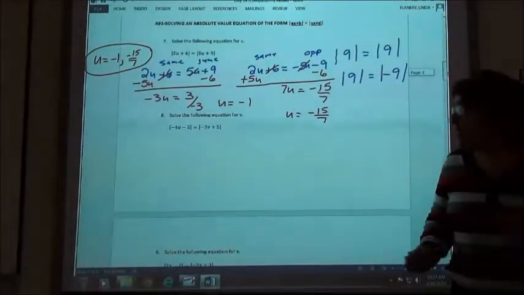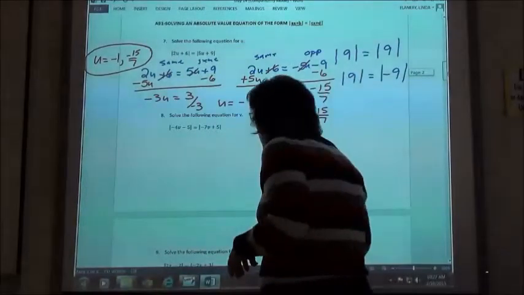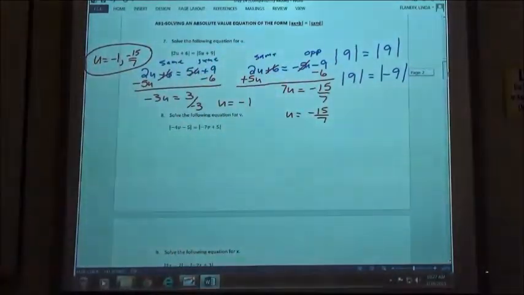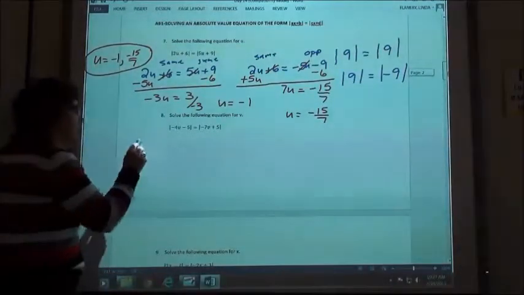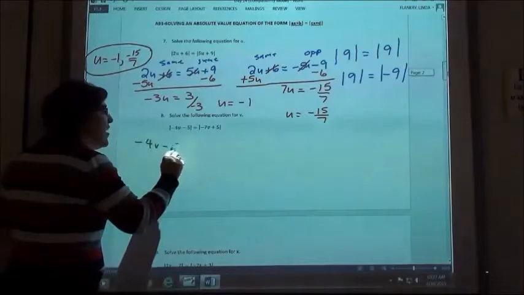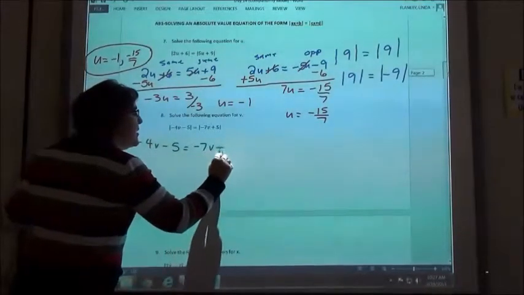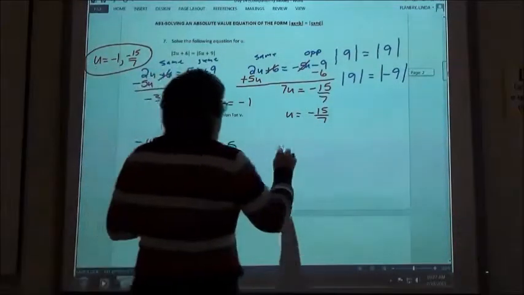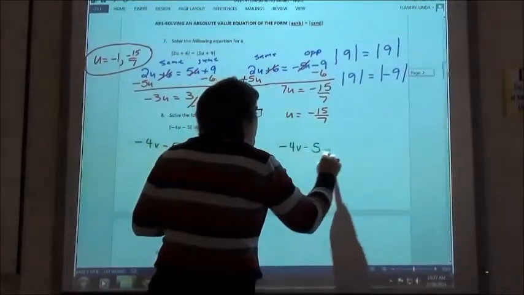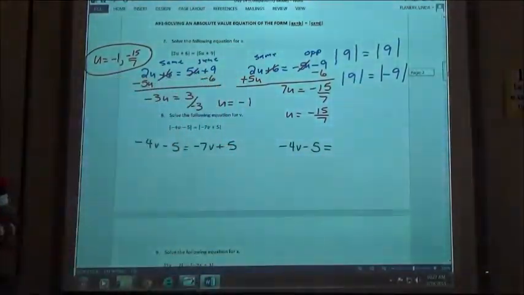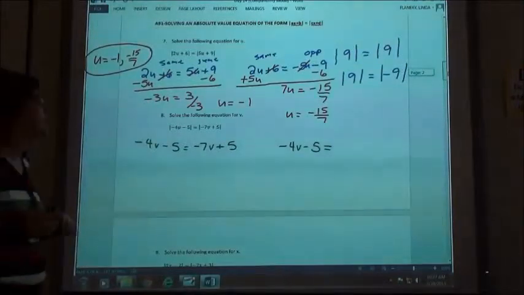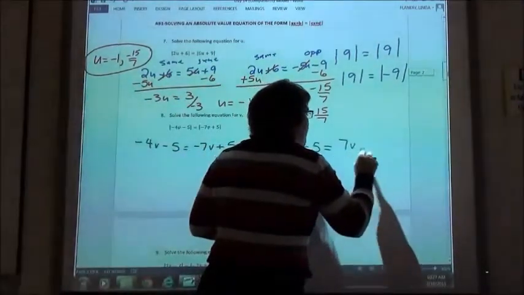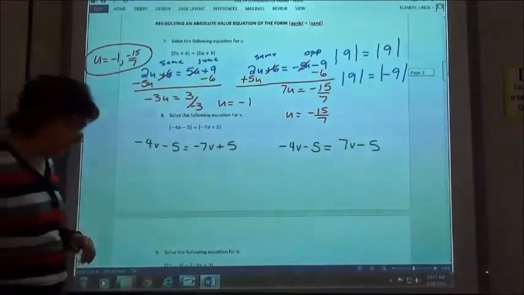All right. So the next one's going to be very similar to that. We're going to have our two cases because we have absolute values on both sides. First case, the exact same problem. So negative 4v minus 5 equals negative 7v plus 5, right? On the second one, we're going to leave one side alone. So negative 4v minus 5, we're going to do the opposite of the other side. So what do we have on the other side? You can have 7v minus 5. Exactly. And then we're going to solve those two problems.